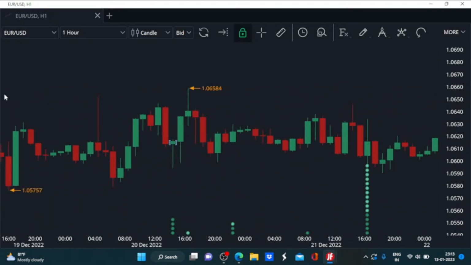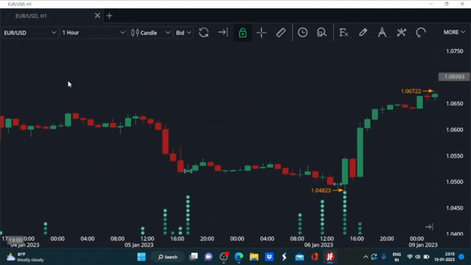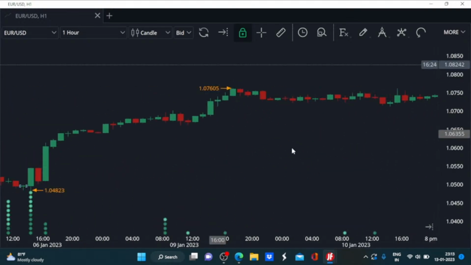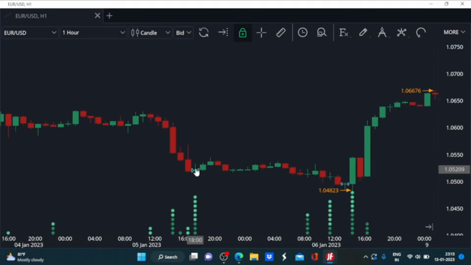So the thing is, we have to be quite aware of the possibility that not all these Harami cross formations are going to end up in profit. Some of them are going to end up in profit, some of them are going to end up in loss. In this instance, we had these two instances of the bullish Harami cross. In first case, there would have been little amount of profit, or if you were not to book it, you would have ended up in loss.